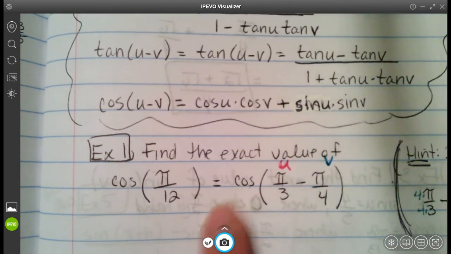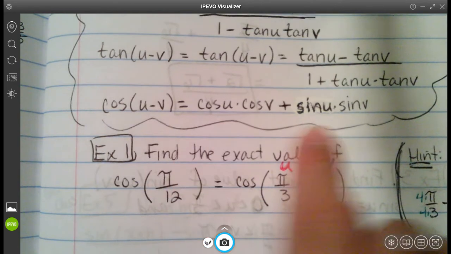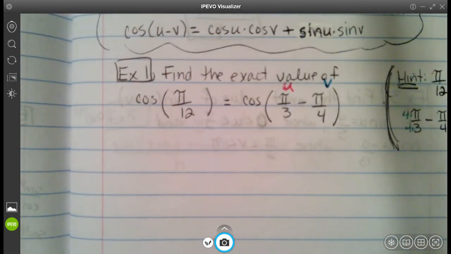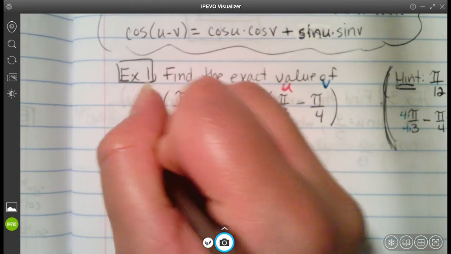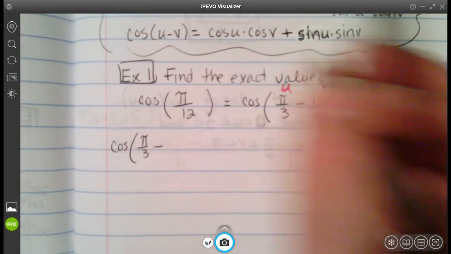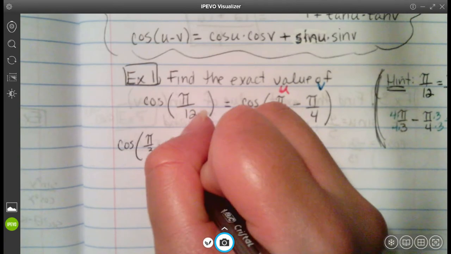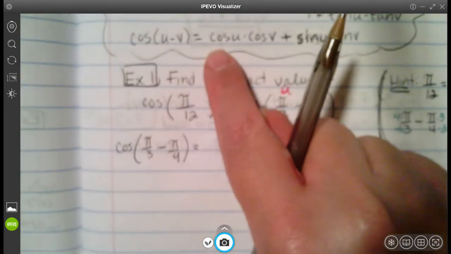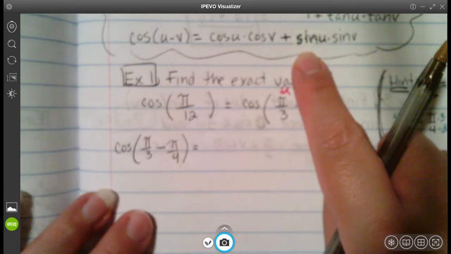Okay, so what I'm going to do is rewrite this in terms of this. So let's go ahead and do that. It's going to look like the following. Cosine of pi thirds minus pi over 4 equals, and luckily for me, I do have it right here for reference. So I can just look at it.